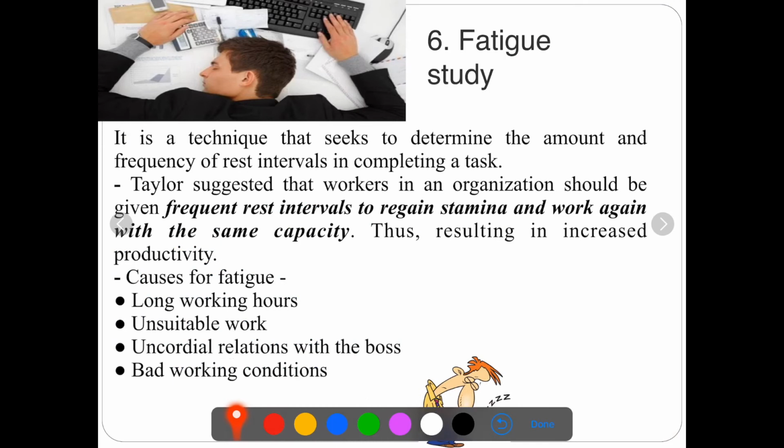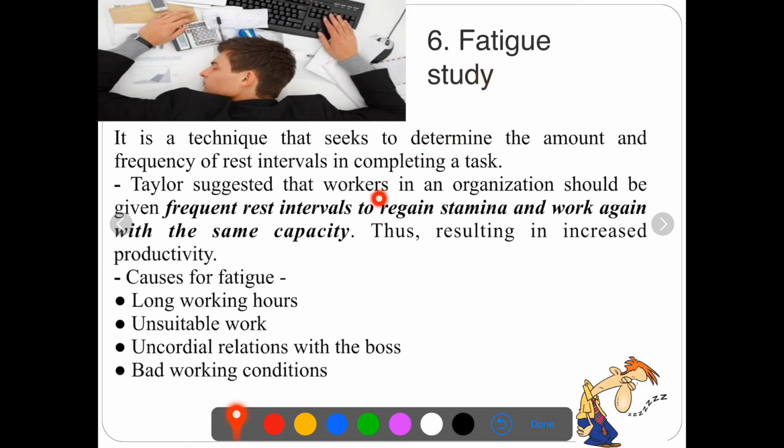Fatigue study. It is a technique that seeks to determine the amount and frequency of rest intervals in completing a task. Now, what you mean by fatigue is very important. Fatigue means feeling overtired or a strong desire to sleep, which will affect your normal daily activities.